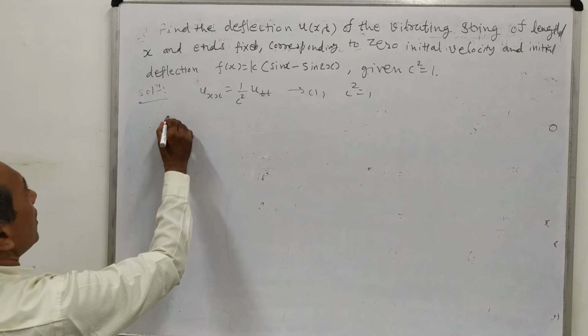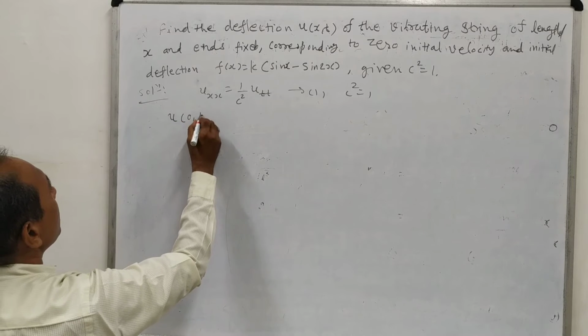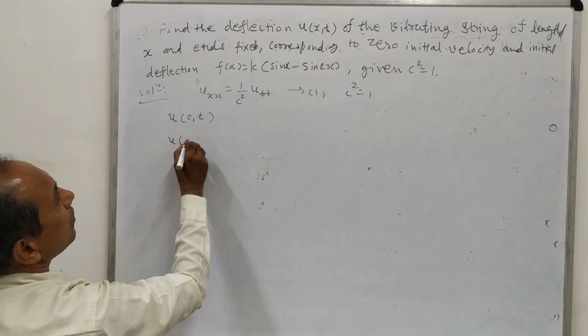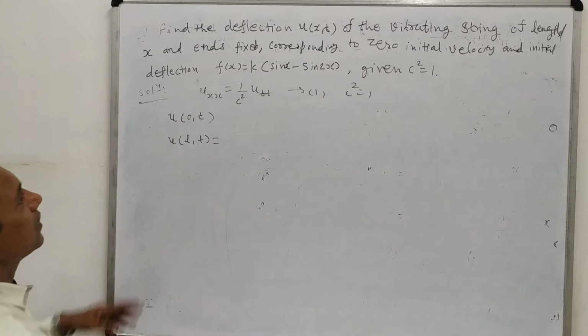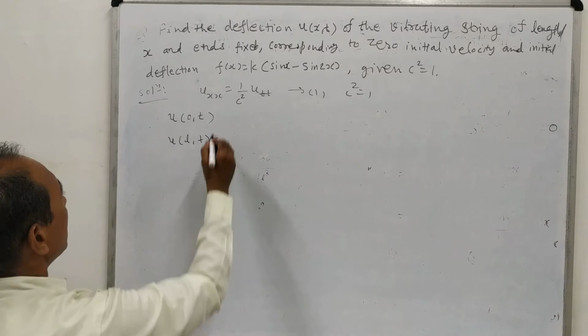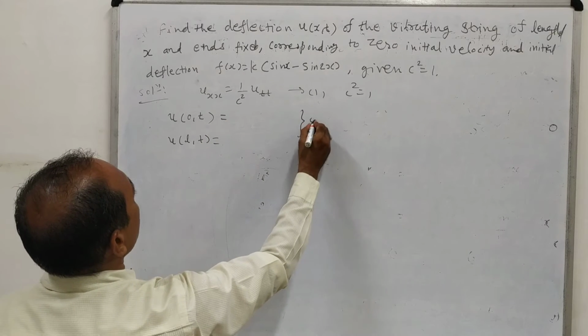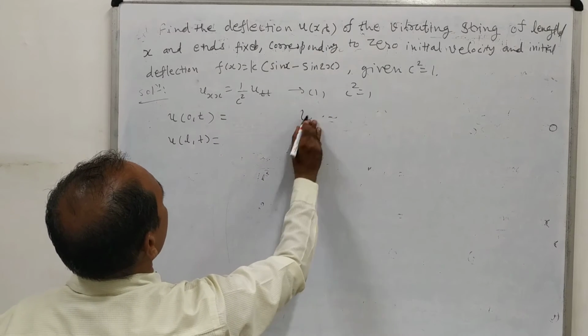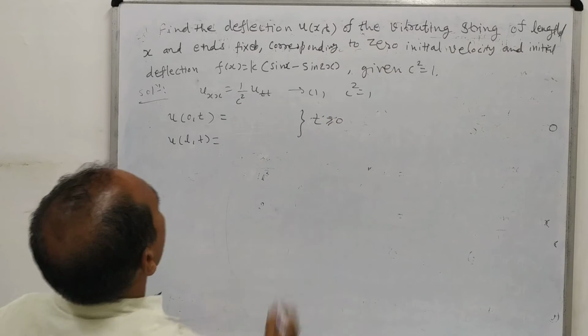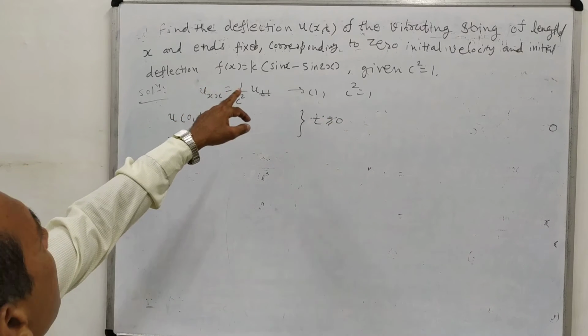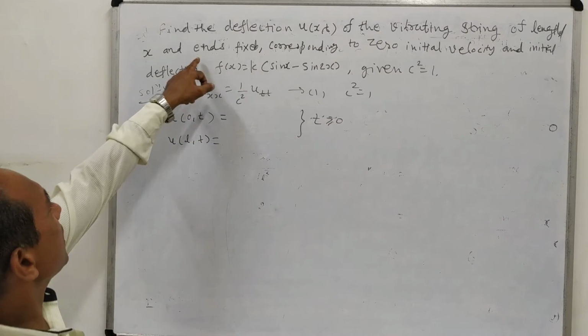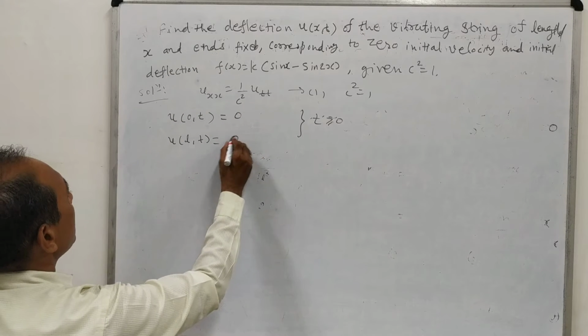And the conditions. First of all, you write down u(0, t) and u(L, t). The length of the string is given as L. Both are for 0 less than or equal to x less than or equal to L, t greater than or equal to 0. You can see that the ends of the string are fixed, so these two values are 0.